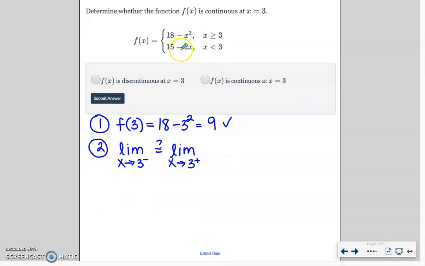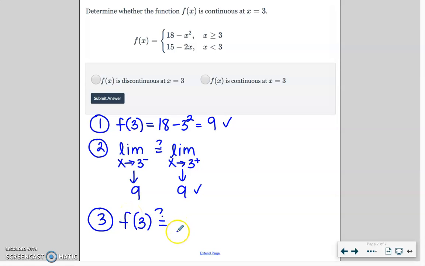So if I approach 3 from the left, that'd be the bottom row. Plug in 3, 15 minus 3, that would be 9. And the right side, the top, would also be 9, so that works. And then the third step, which we haven't seen, is does f of c equal the limit? Well, f of c was 9, and the limit was 9, and yes, they are equal, so that's also proven. So this would be that the function is continuous.